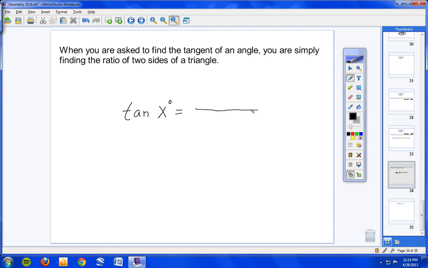Whenever I ask you to find the tangent of an angle, you are going to use the ratio opposite over adjacent. There's the formula. Write that down. Whenever you are asked to find the tangent of an angle, you simply use opposite over adjacent. Isn't it that easy? I mean, it's just pretty simple. So if you can memorize, we call that TOA. See the T, and then the O, and then the A. That's a really good way to memorize it.